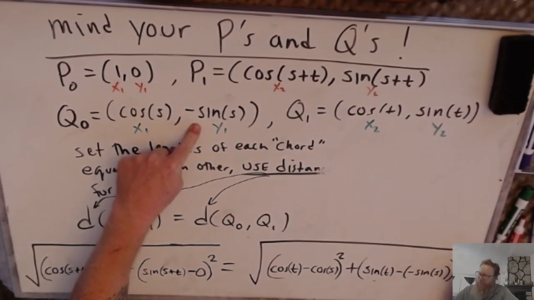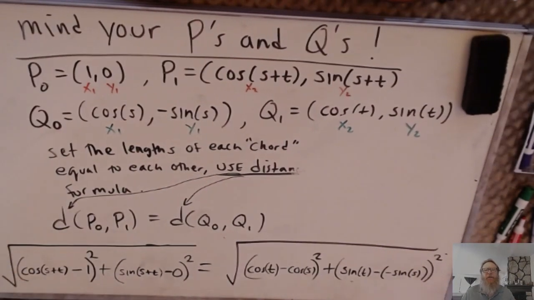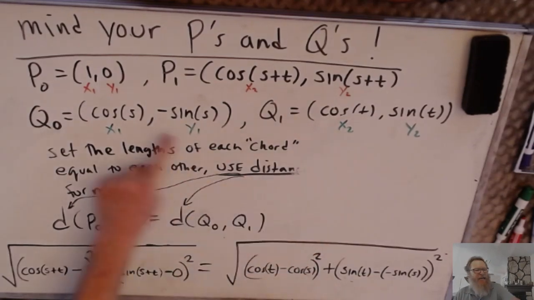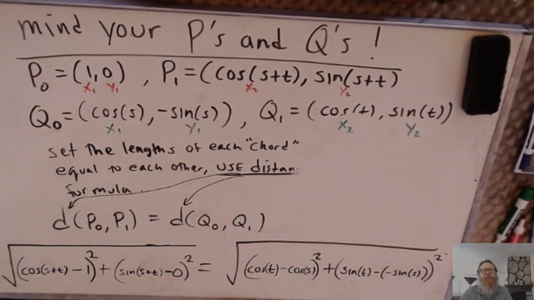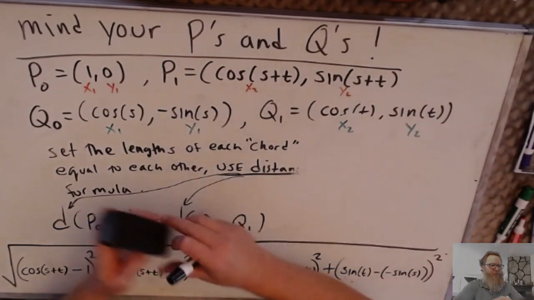And then all of that is squared. So that's sine t minus a negative. So that's why there are two negatives here, because it's minus a negative. Okay, I know that these distances are equal to each other.